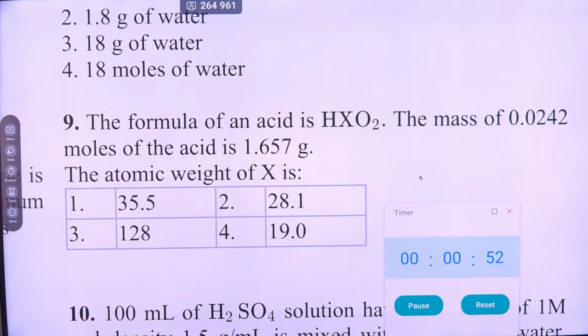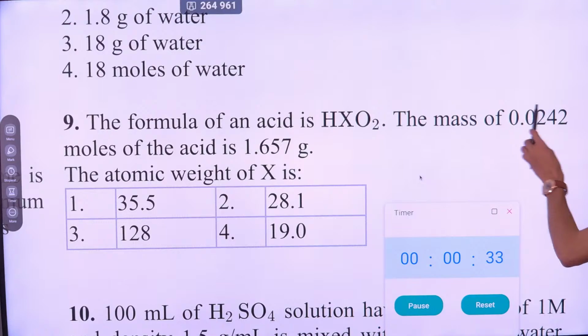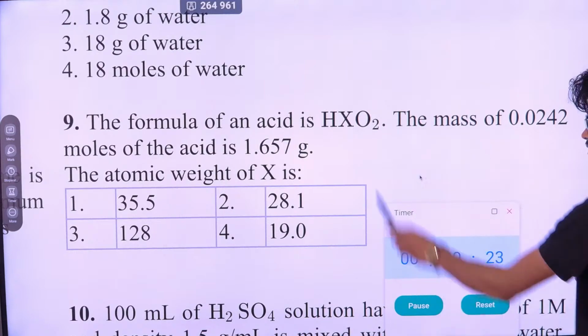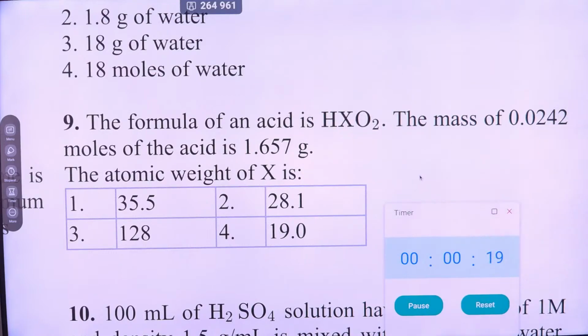Question number 9. Let's see who is able to do this question first. Last time Priya and Kanishka answered it. The formula of the acid is this. The mass of this much amount of moles of acid is this. So if you take this much moles of acid, this is the mass. Then what is the atomic weight of X? You know the atomic weight of hydrogen and oxygen. You can get the atomic weight of X if you know the atomic weight of the whole of this thing.